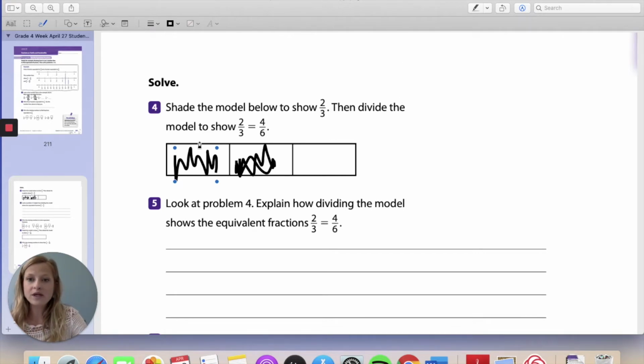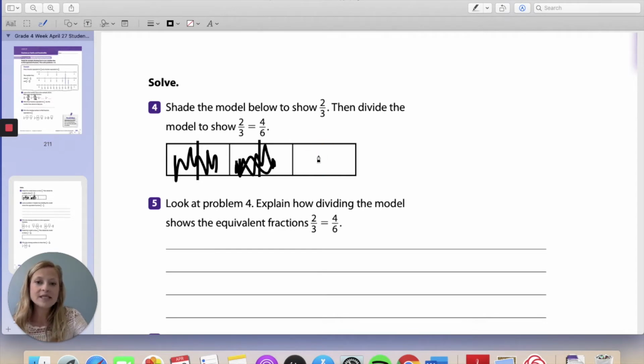One way is you could have divided each of these parts in half, just like this. And you will see that now you have 1, 2, 3, 4 parts shaded, and 1, 2, 3, 4, 5, 6 parts in total. So 4 shaded out of 6 parts in total, and that shows 4/6.